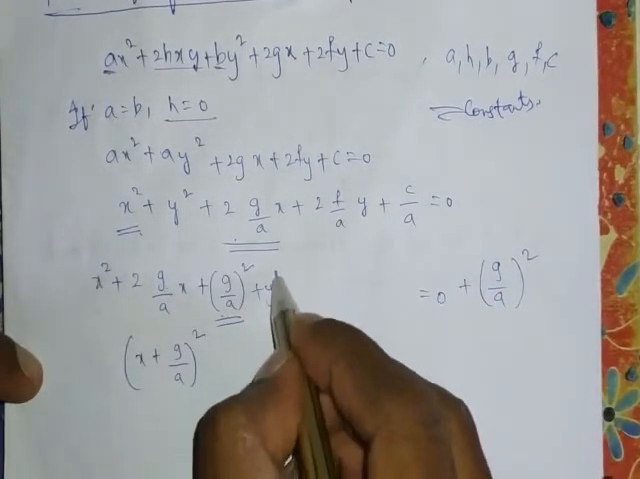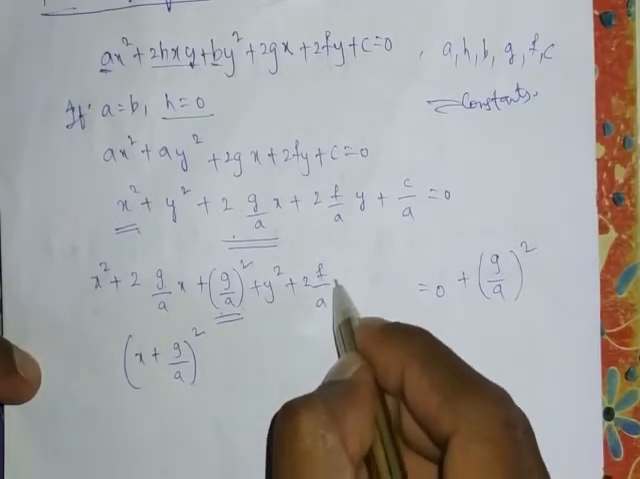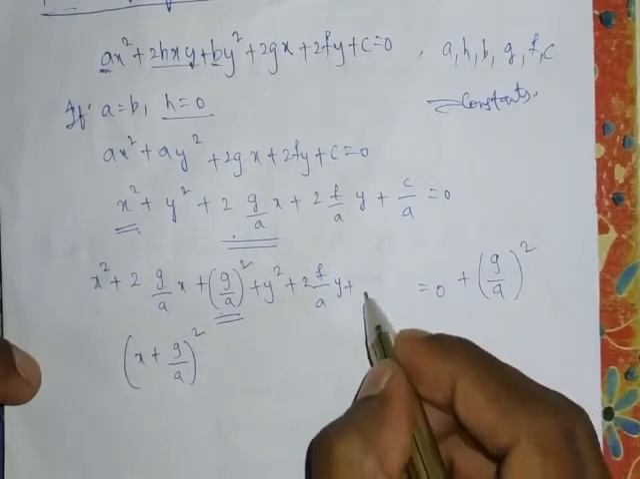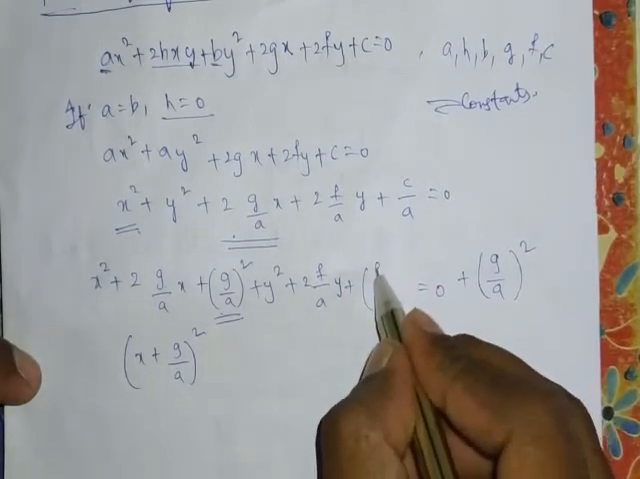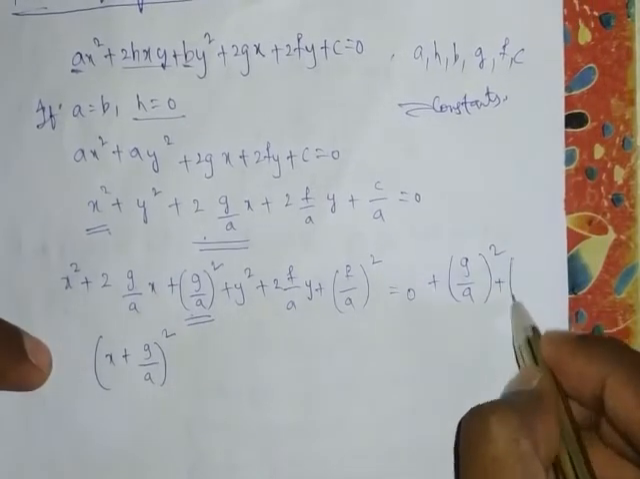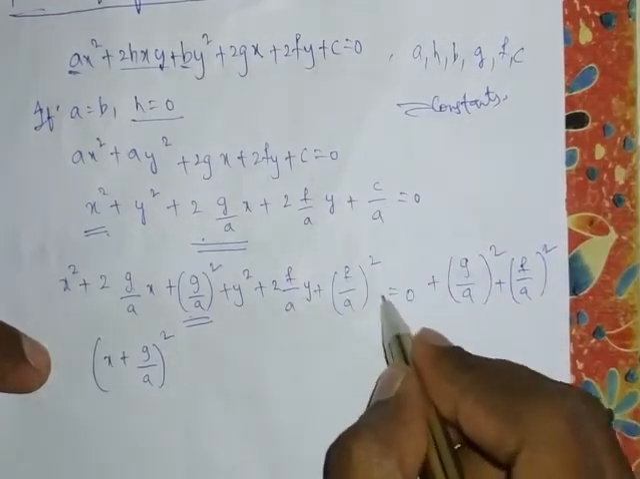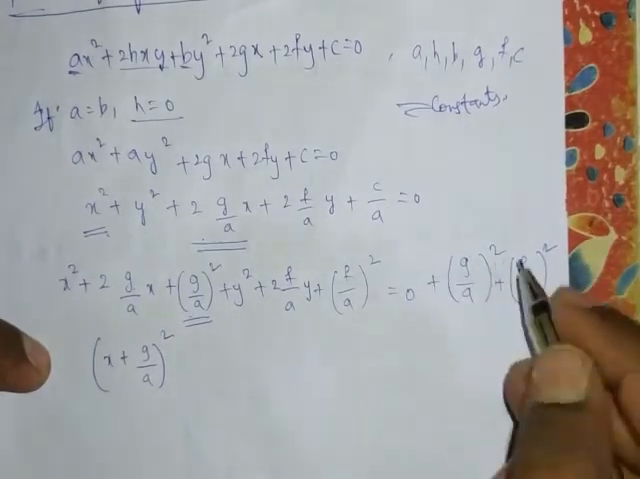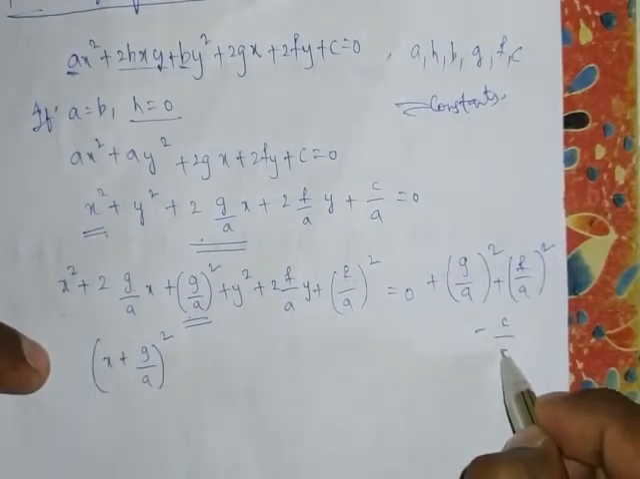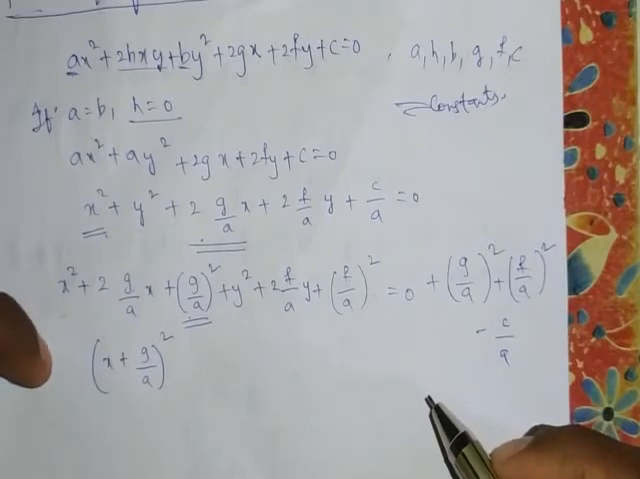Let us write the y square term here, 2f by a y, plus again I am adding f by a whole square. To balance the equation I am adding it on both sides, f by a whole square. This c by a I am not writing here, I am sending it to the RHS, minus c by a.